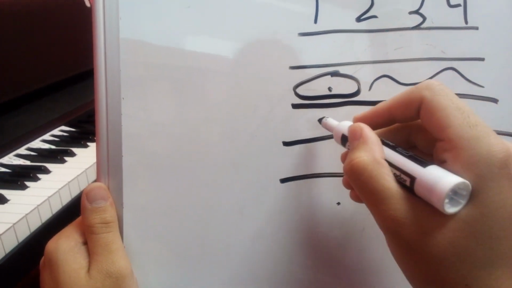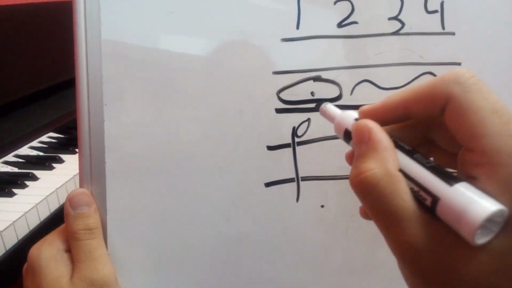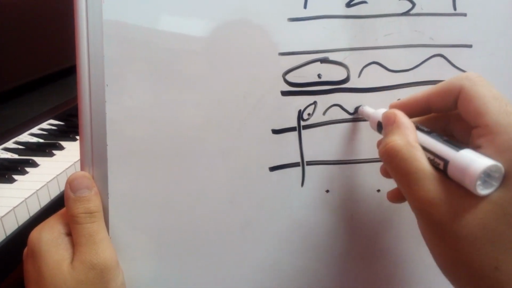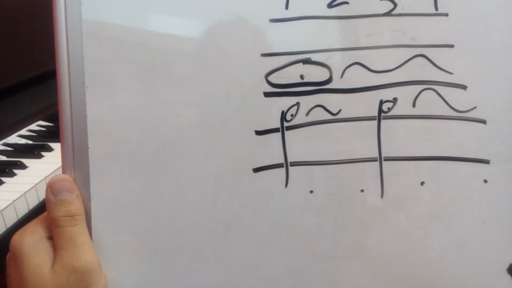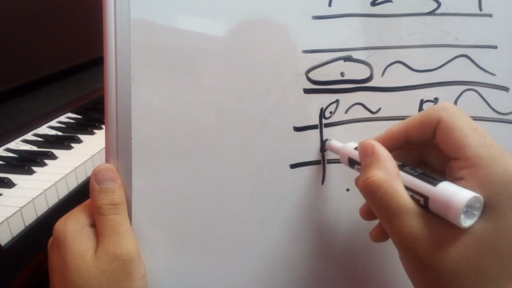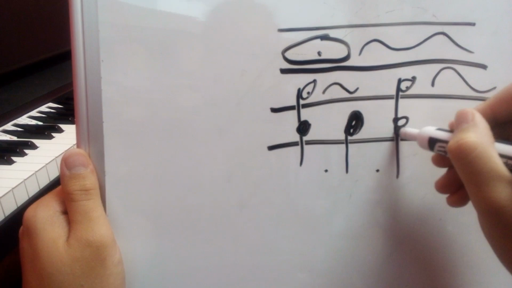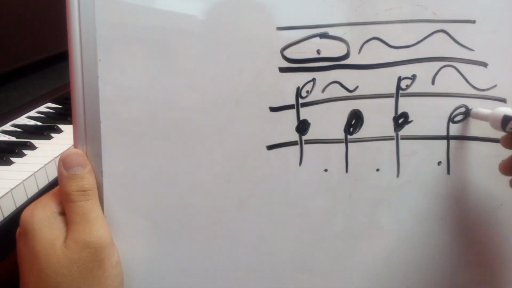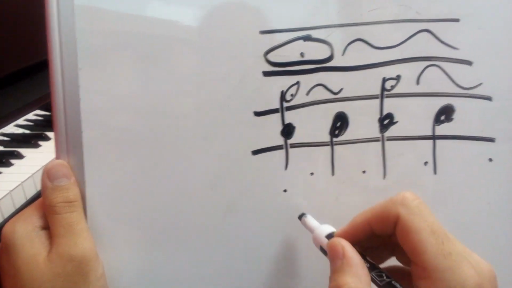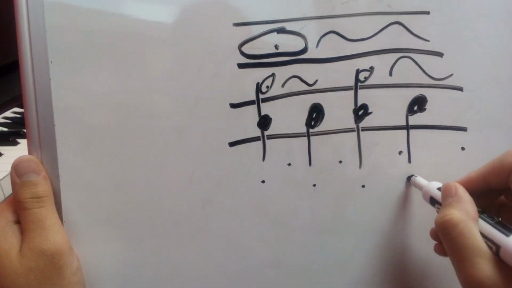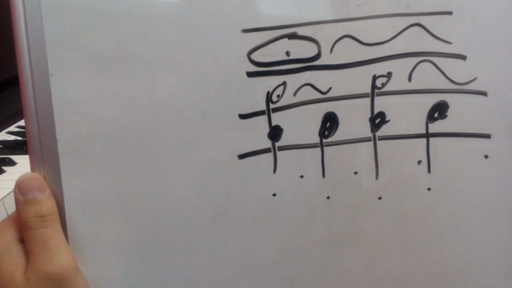Whereas if we had something like our half notes here, we would press and then we would hold, but then we would press again and hold. And finally, if we have our quarter notes, we are going to press every time. We are going to press on 1, press on 2, press on 3, and press on 4. So these are how our bigger notes relate.